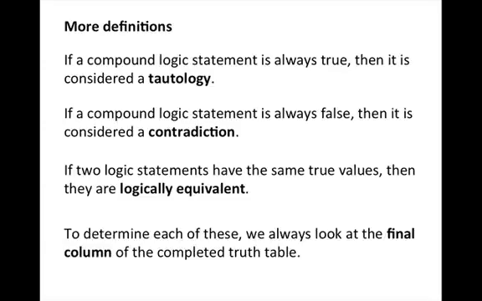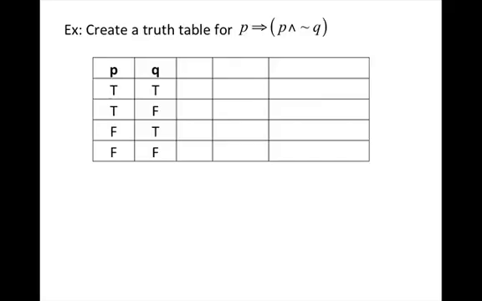And as I mentioned, to determine each of these, we always look at the final column of the completed truth table. So let's look at our examples. I have P implies (P and not Q).